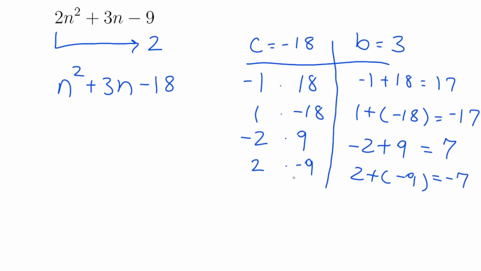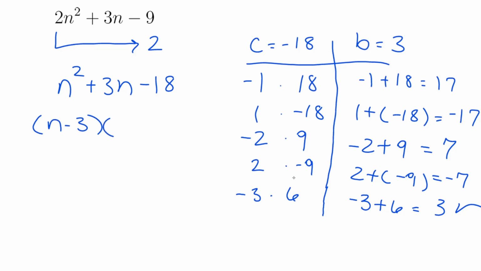Let's try negative 3 and 6. All right, those two numbers do multiply to give me negative 18, and they also add to give me positive 3. That's what we want. We're going to use the two numbers negative 3 and 6. So we're going to make our two binomials n minus 3 times n plus 6.